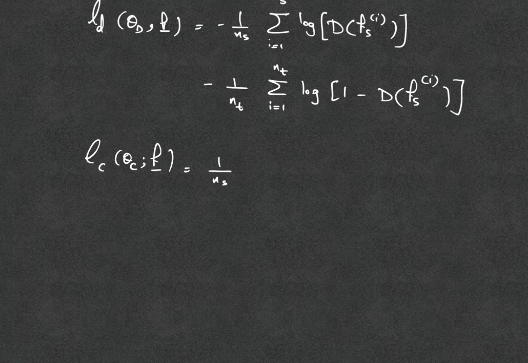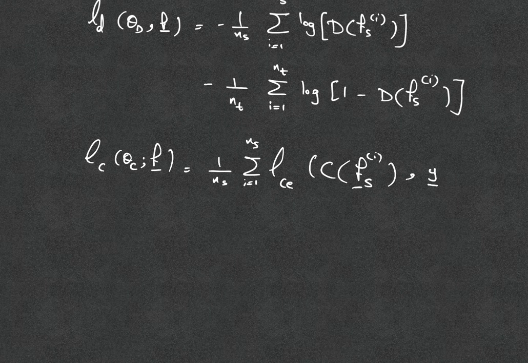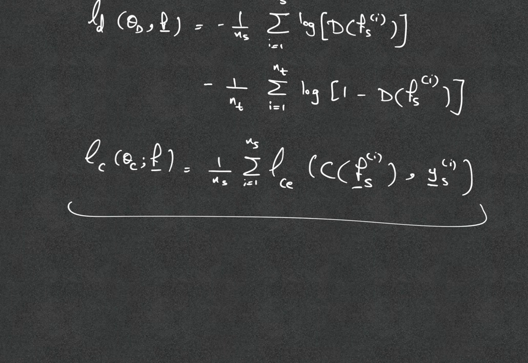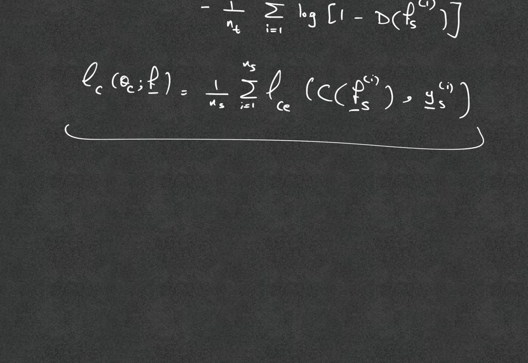Again, we have NS source examples. For each of the examples, we have the cross entropy loss, so you take the features S, pass them to the classifier, and you also have the labels for the source domain. So the source was labeled in this context, and you also have this cross entropy loss. Before we proceed, also note that L2 indicates the L2 loss.